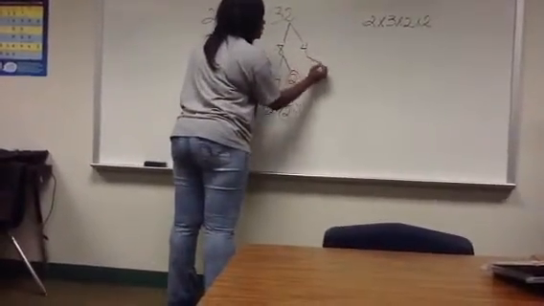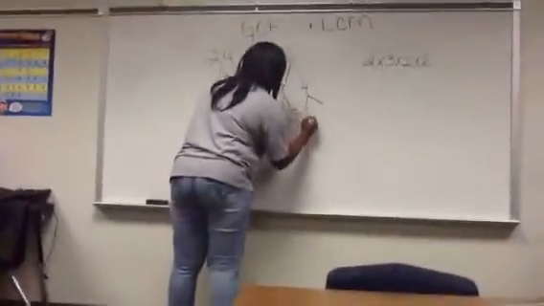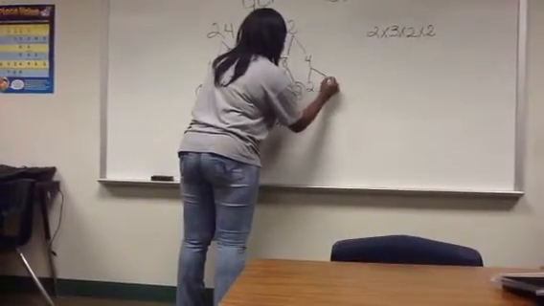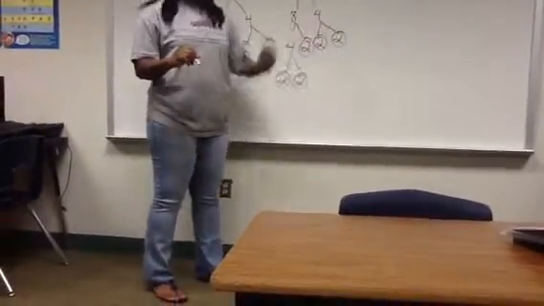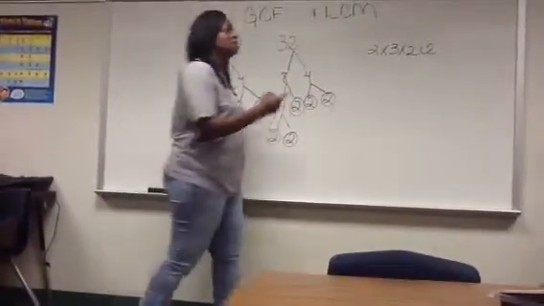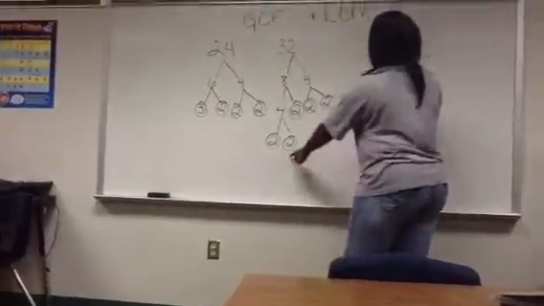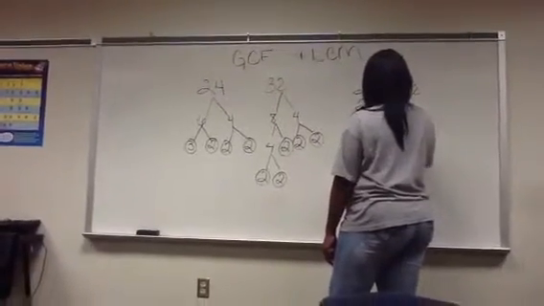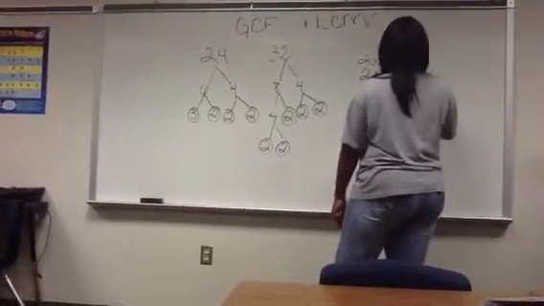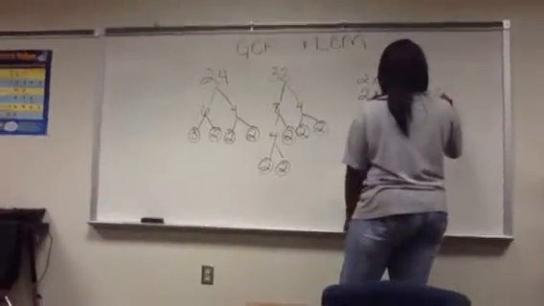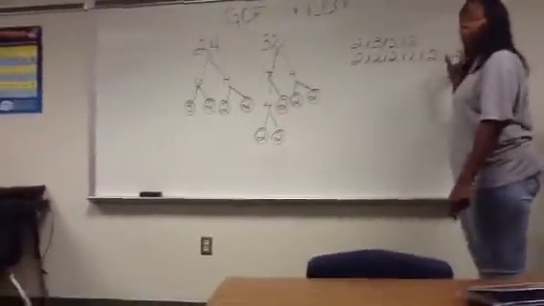This 4 needs either branches or a circle. It needs branches because it's composite. Okay, so now I'm going to take all of these circled numbers and I'm going to put them in a number sentence to make my prime factorization. So we've got 2 times 2 times 2 times 2 times 2. And now I've got my two number sentences, one for 24, one for 32.